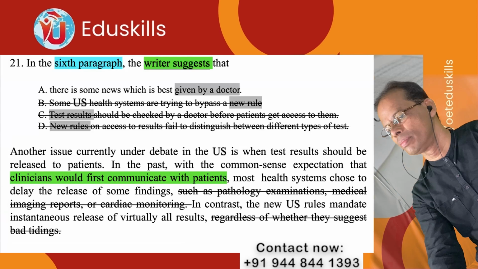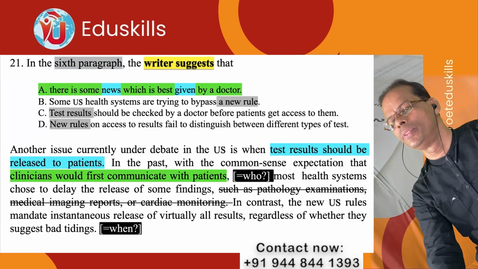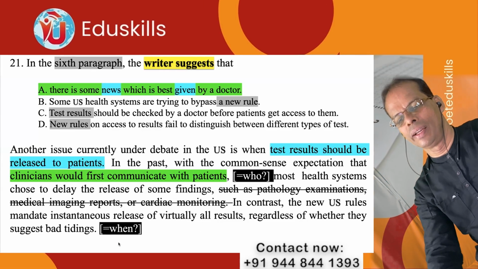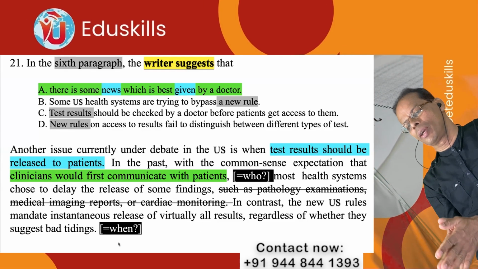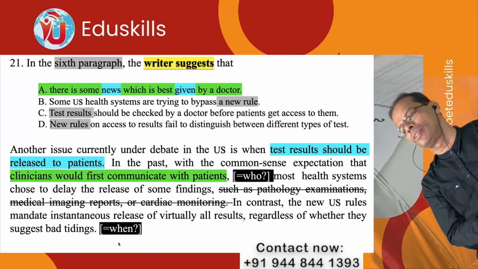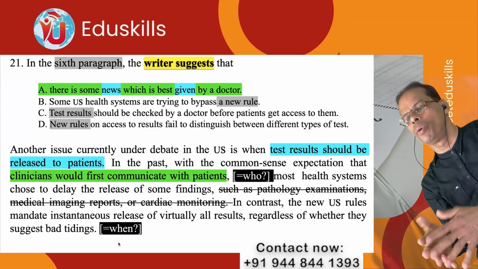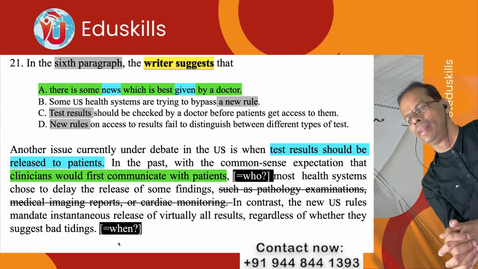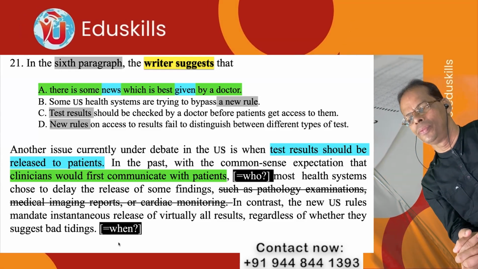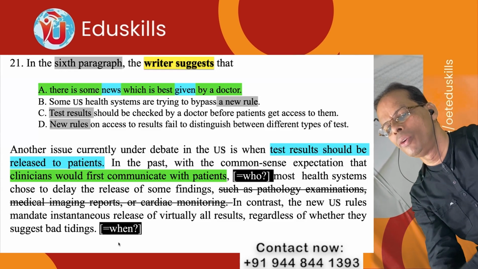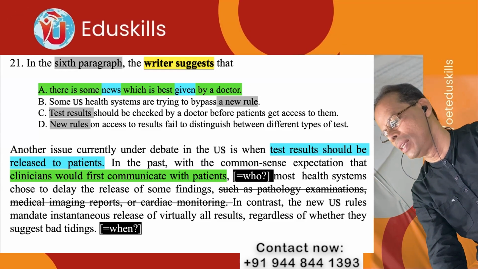Is that clear? So the first one is the answer. And this speaks about who and when. Two concepts are given here. In the initial part, who has to communicate. Next, when it is to be communicated. There is no option, B or C or D, that speaks about when it has to be communicated. So only who can be the answer, because B, C, and D do not speak about who has to communicate. They speak about different things which are not mentioned in the paragraph.